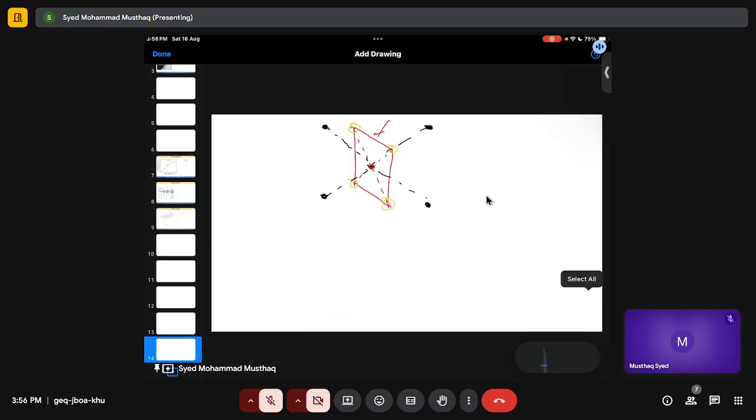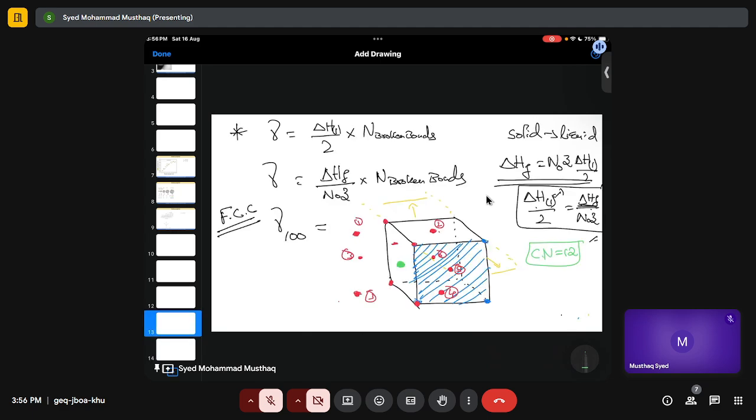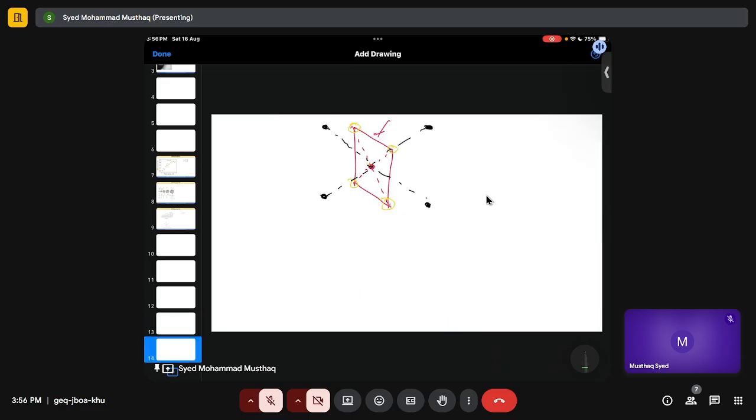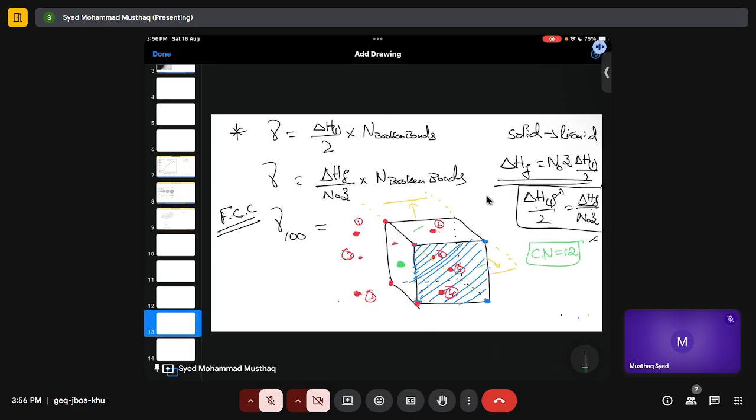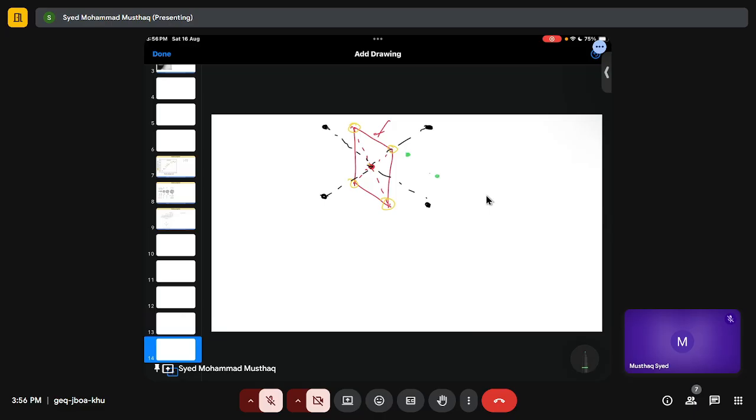And the last one will be, let's take green for that. The centers, these planes, this plane, the back plane and the front plane. So they will be looking like this. Okay, so they should come forward. So this is how the coordination number 12 happens.